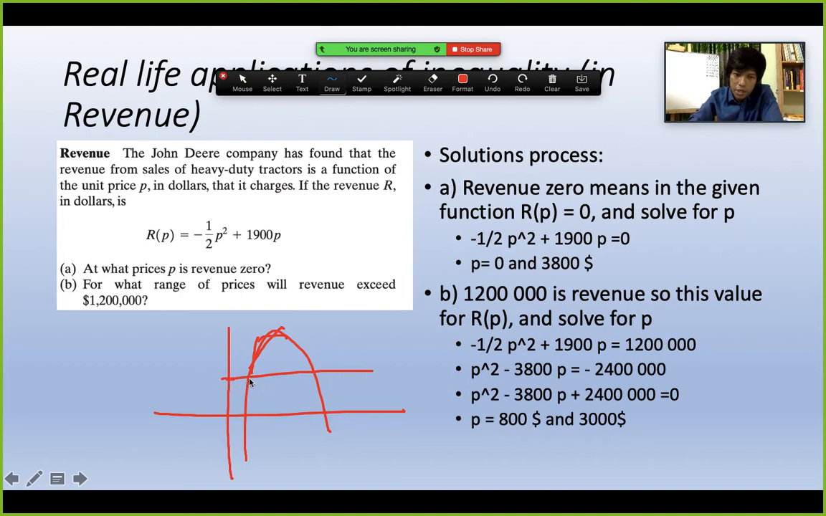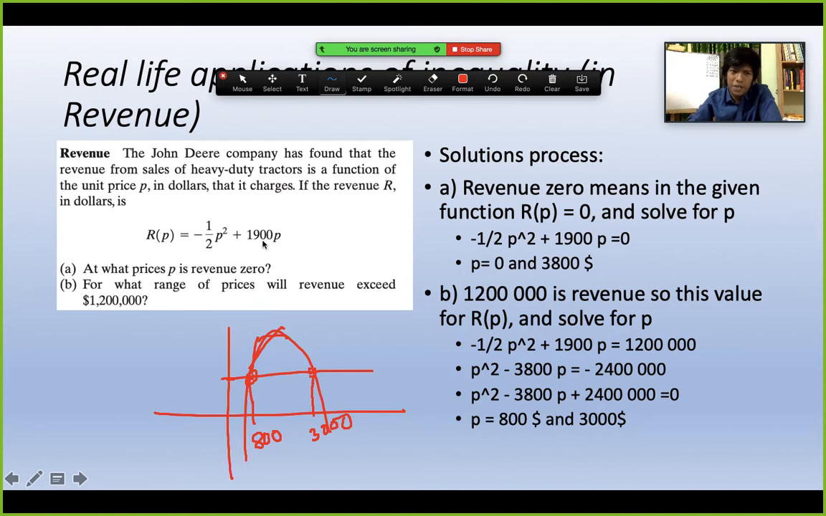It means that it happens here on this line; 800 is here. That means at x equals 800 and x equals 3000, you have these two points. And from this point to this point, all the revenue is more than this given value. Physically, the graph is like this.